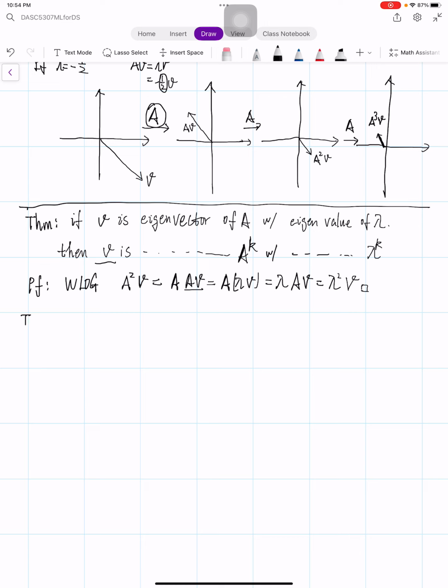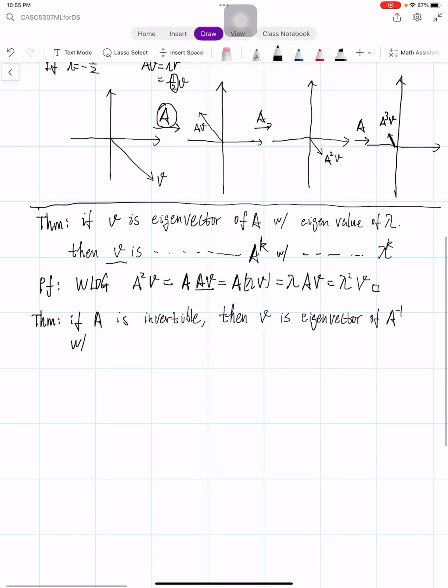So there's another property. If A is an invertible matrix, then nu is again an eigenvector of the inverse of the matrix A. And the eigenvalue is nothing but 1 over lambda.